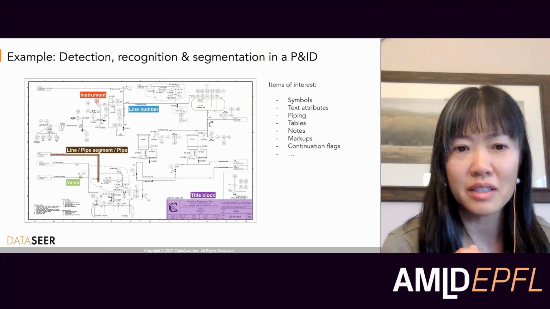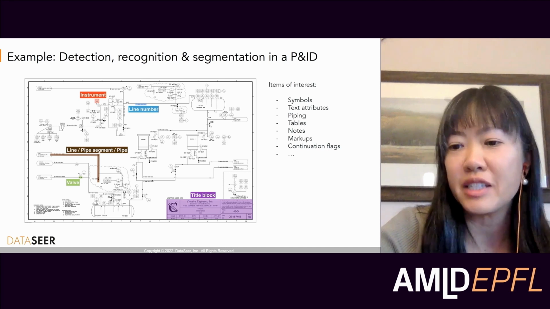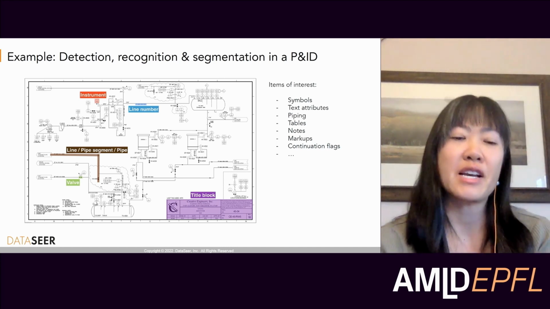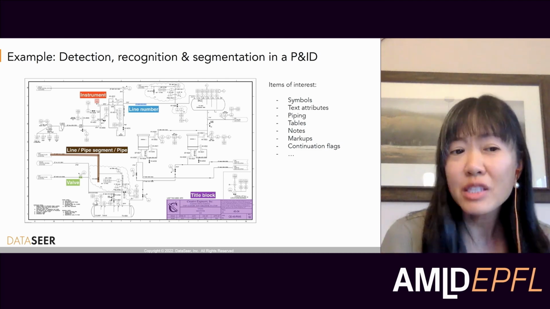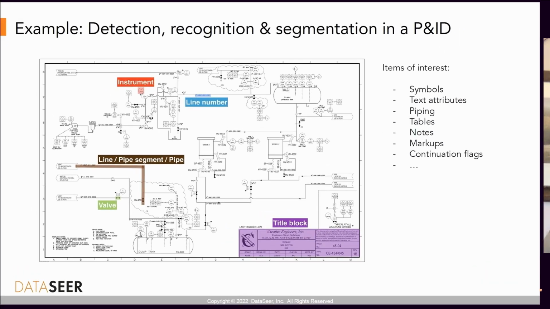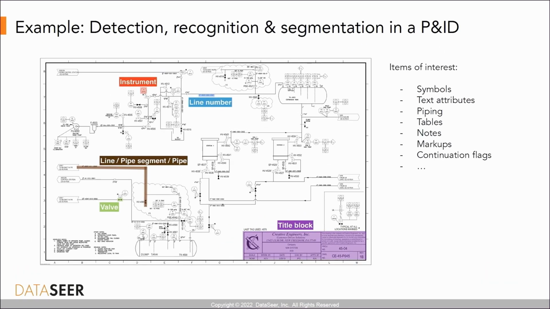Here's an example in the next slide of a type of industrial schematic called a process and instrumentation diagram, also known as a PNID. You can see what kinds of things we might want to detect and recognize on the page: symbols, text attributes, tables, notes, comments, and connections.